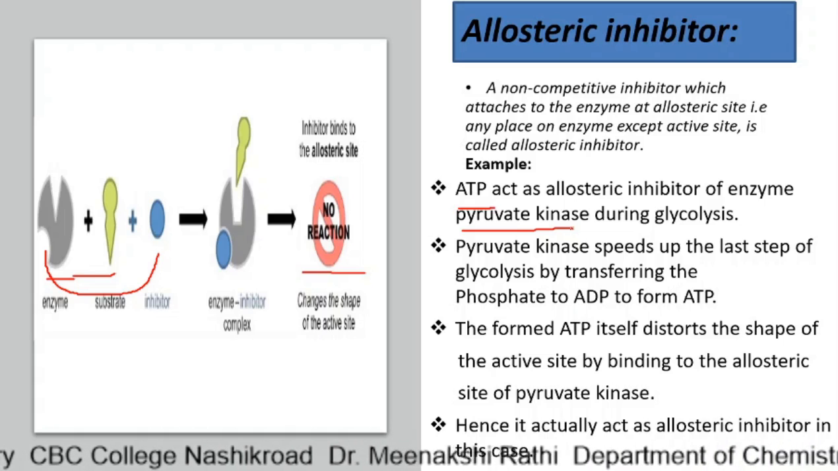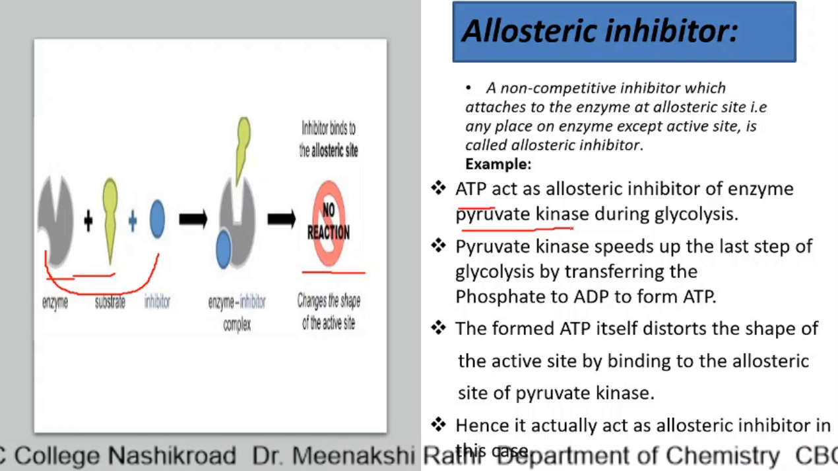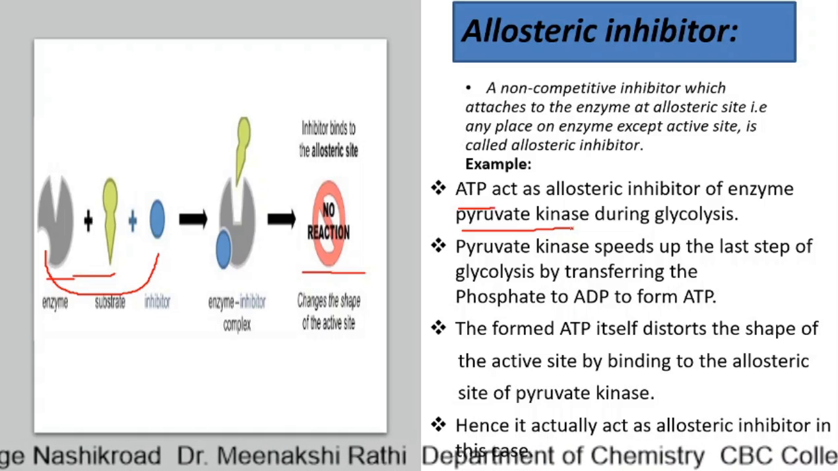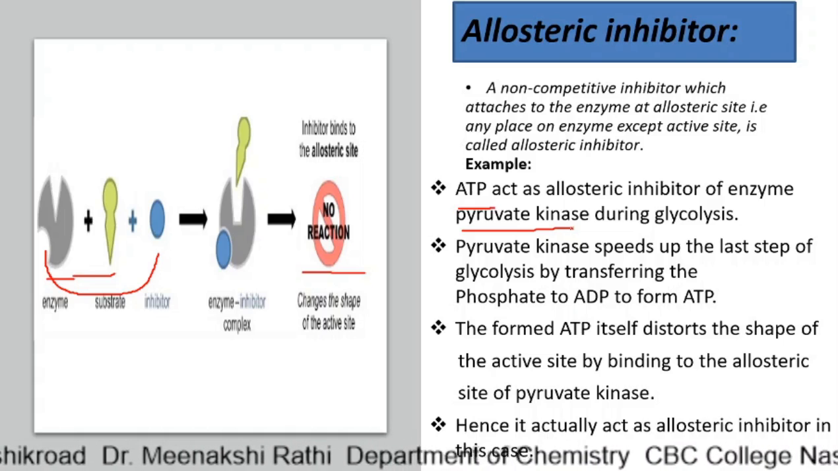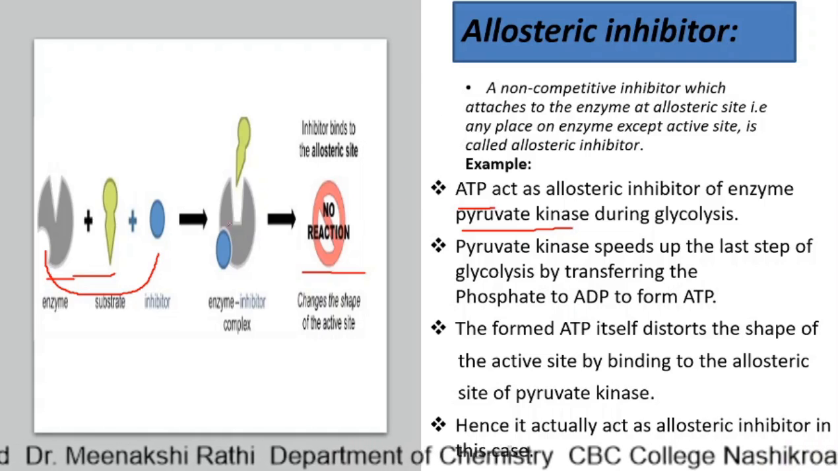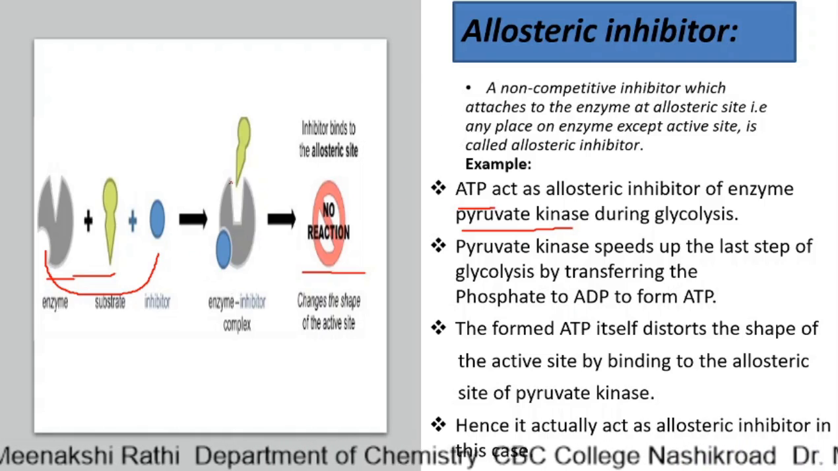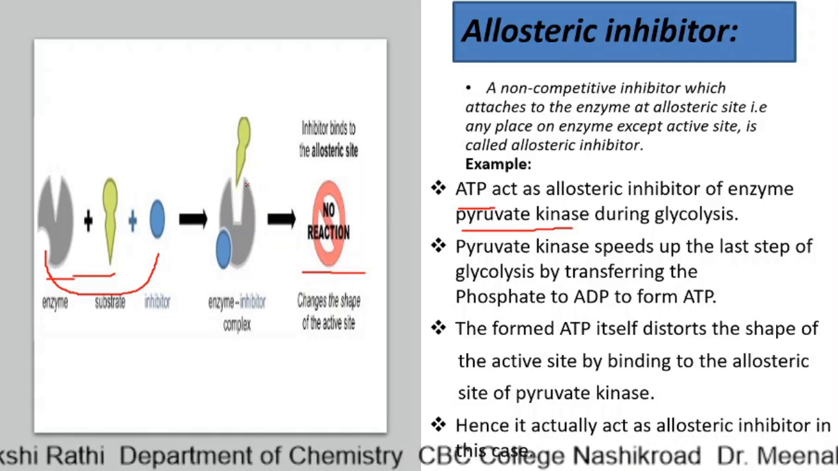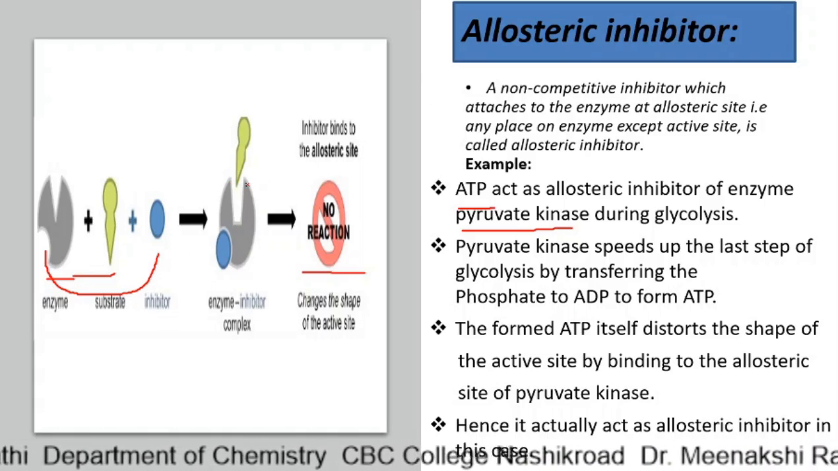So this is the best example of an allosteric inhibitor, where it decreases the rate of reaction by attaching at the other site of the enzyme, so the shape of the active site gets changed.